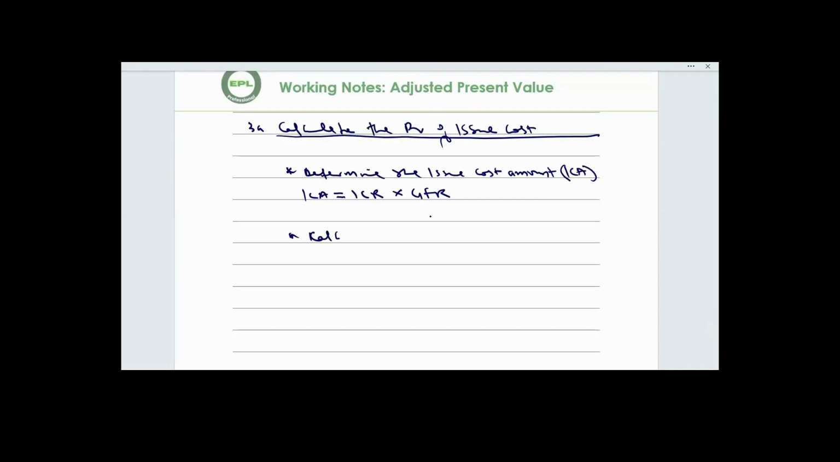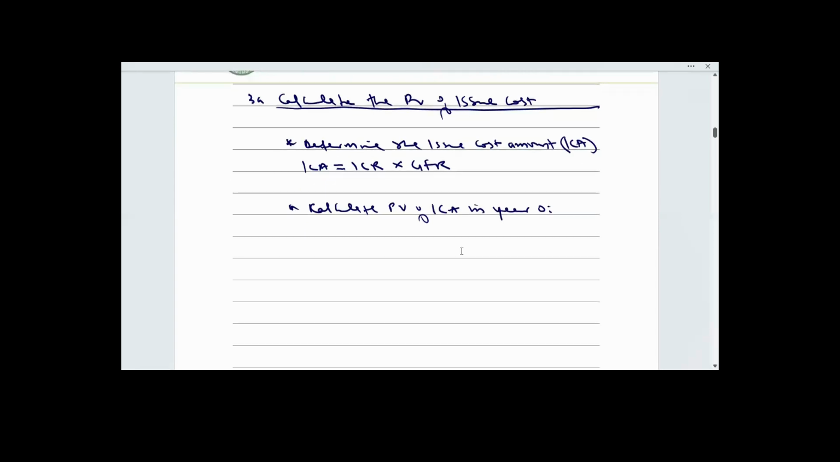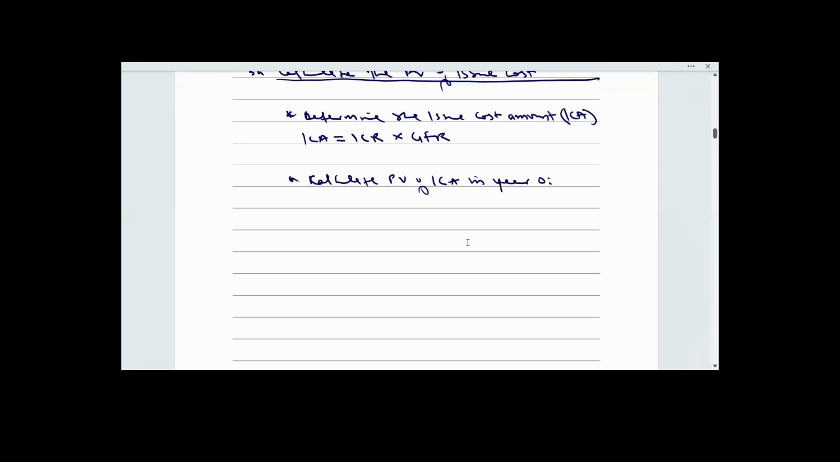Calculate the PV of issue cost amount in year 0. Like I told you earlier on, the APV is more technical than the normal net present value, because there are 2 stages for adjusted present value. So calculate the PV of issue cost amounts. In this case, I will go to the question. I want to know whether there is issue cost on debt and equity. So if you have the 2, just go there and calculate.